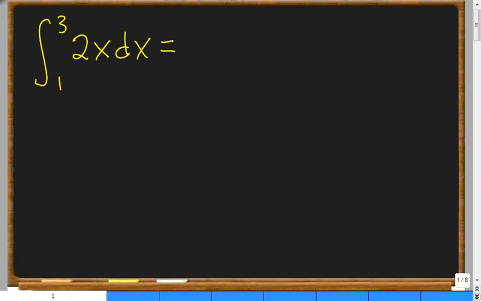Okay, so we're going to do a couple example problems for definite integrals. Our first problem gives us the definite integral from 1 to 3 of 2x dx. The first thing we need to do is take the integral of 2x dx. So this is going to be 2x squared divided by 2.